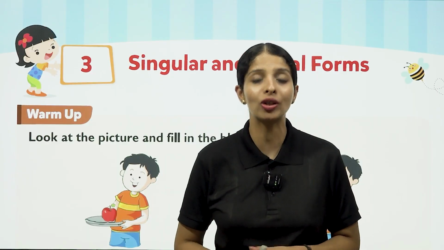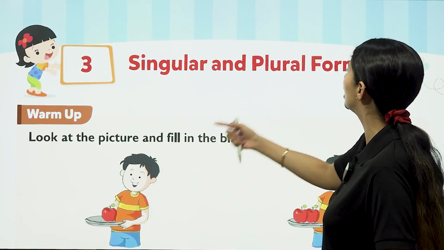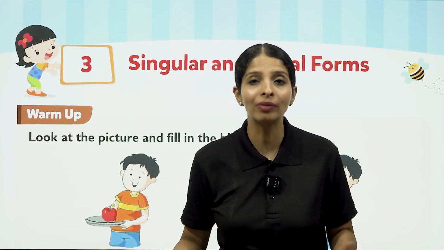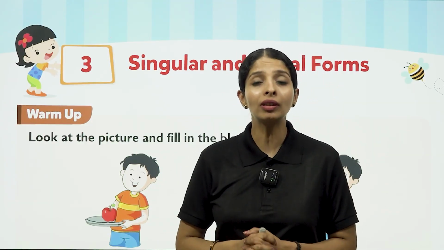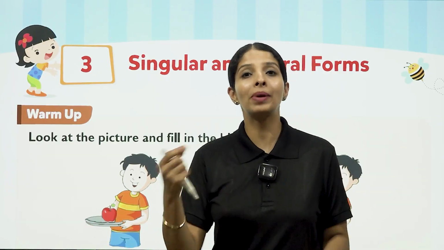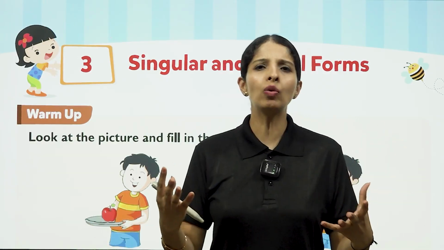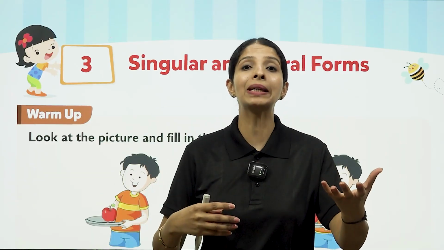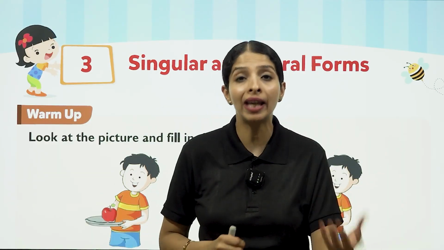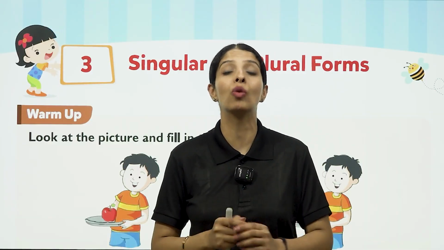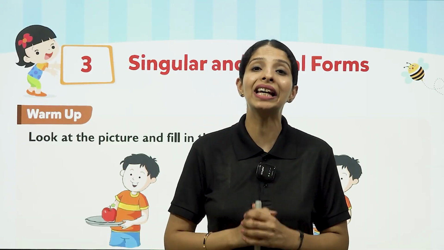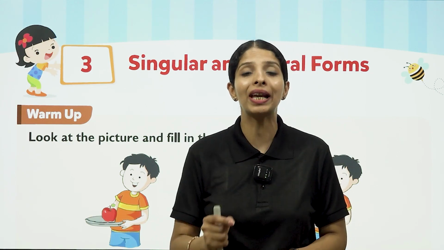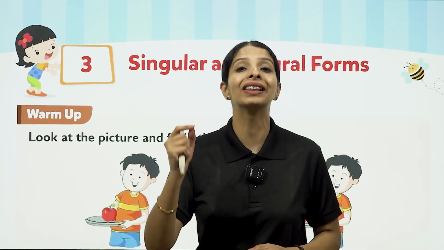The chapter for today's session is chapter number 3, singular and plural forms. Now children, we all are aware what is a noun. Noun, name of a person, place, animal or thing. Noun can be for one person or for many persons, many places, many animals, many things. But when we talk about a singular noun, then it is for one. It is for one person, one place, one animal or one thing.